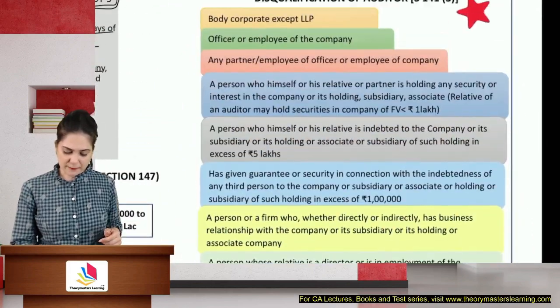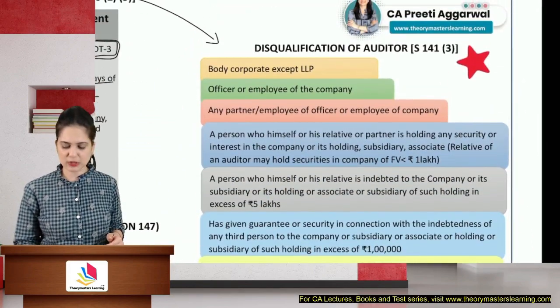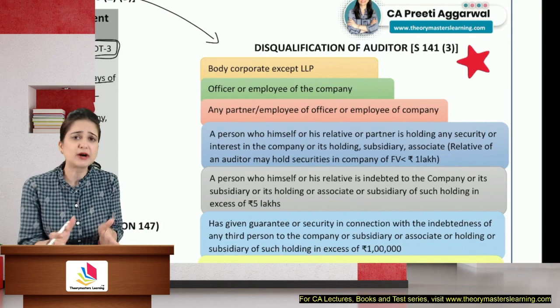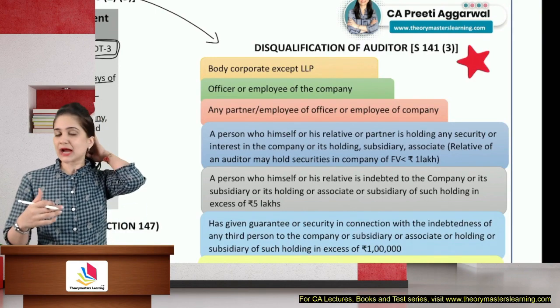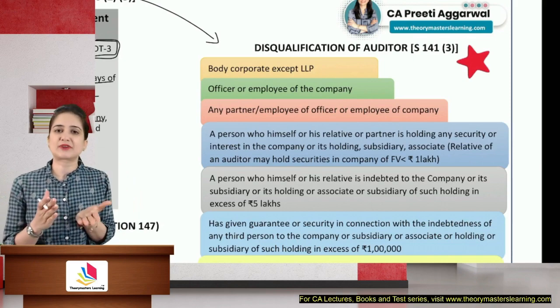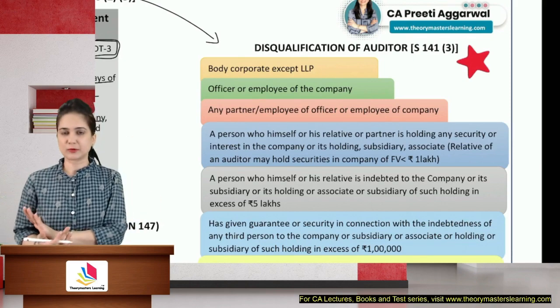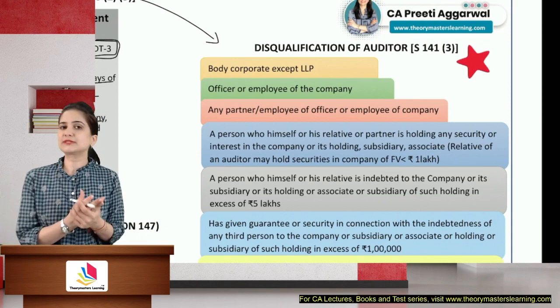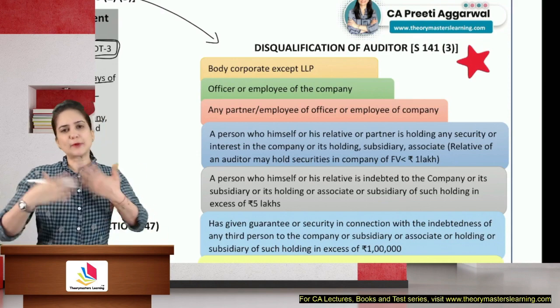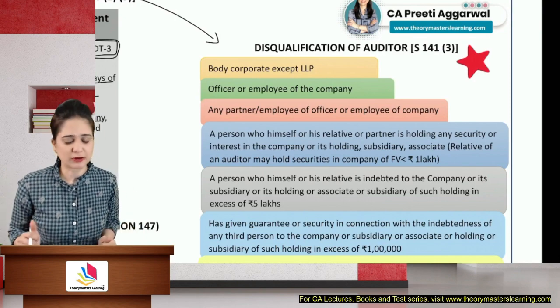Disqualification of auditor. Now, under these circumstances, you cannot appoint that person or a firm as auditor of your company. This disqualification may be at the time of appointment, or it may be attracted after appointment. It is possible that the person is disqualified, therefore we did not appoint him. Or it is possible that the person was appointed and then later he contracted the disqualification.